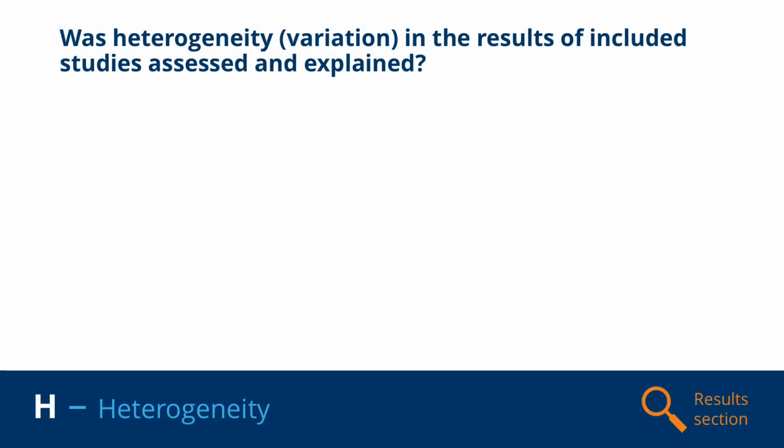The final item of FAITH is heterogeneity. Heterogeneity refers to variability among the studies included in a systematic review. What we want to know here is whether the review authors did a good job of assessing and explaining any variation in the results of studies included in the review. This is critical for us to understand how the results might apply to our patients or problem.